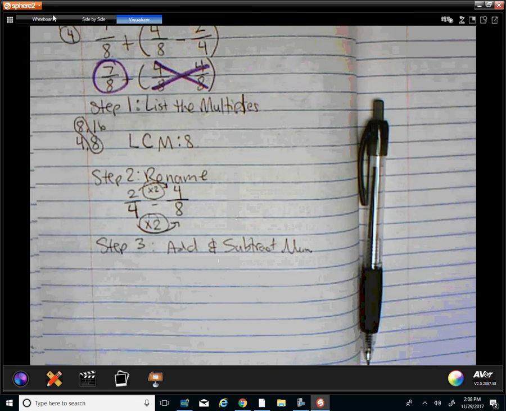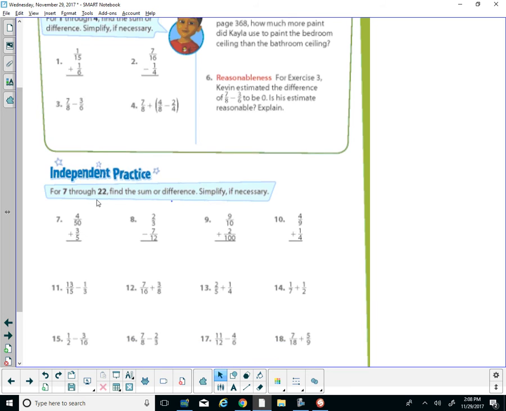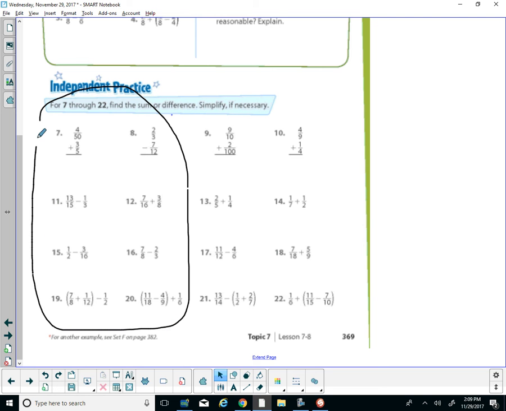Okay, your assignment for today is page 369. All of this side here. This is your homework. Follow the 3 steps. Do your best. Good luck.